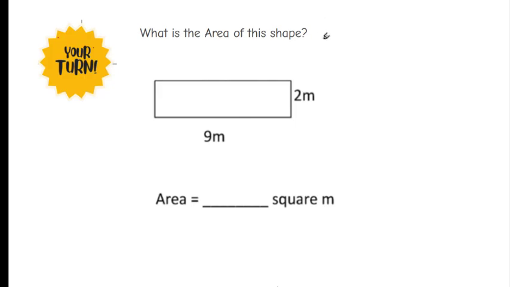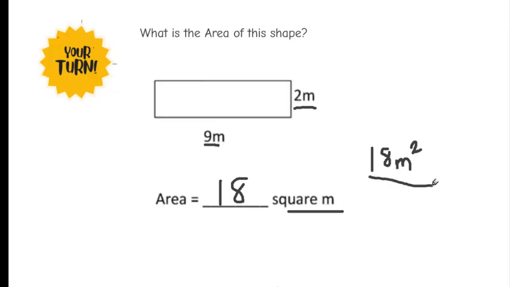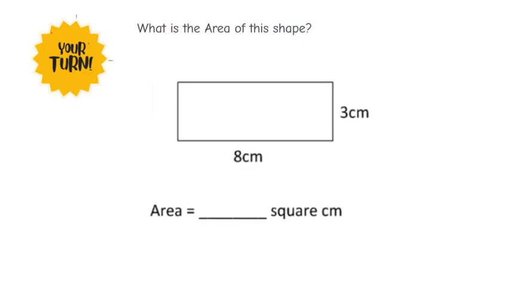All right, our formula is the length times the width. So we have 9 times 2 meters. 18 square meters is your answer. Now you can also write it this way. I'm leaving the word square there because I really want you to start saying that, but the shortcut, you could also say 18 meters squared. And that little 2 up there, it's an exponent, but it means squared. Either way is okay. What is the area of this shape?